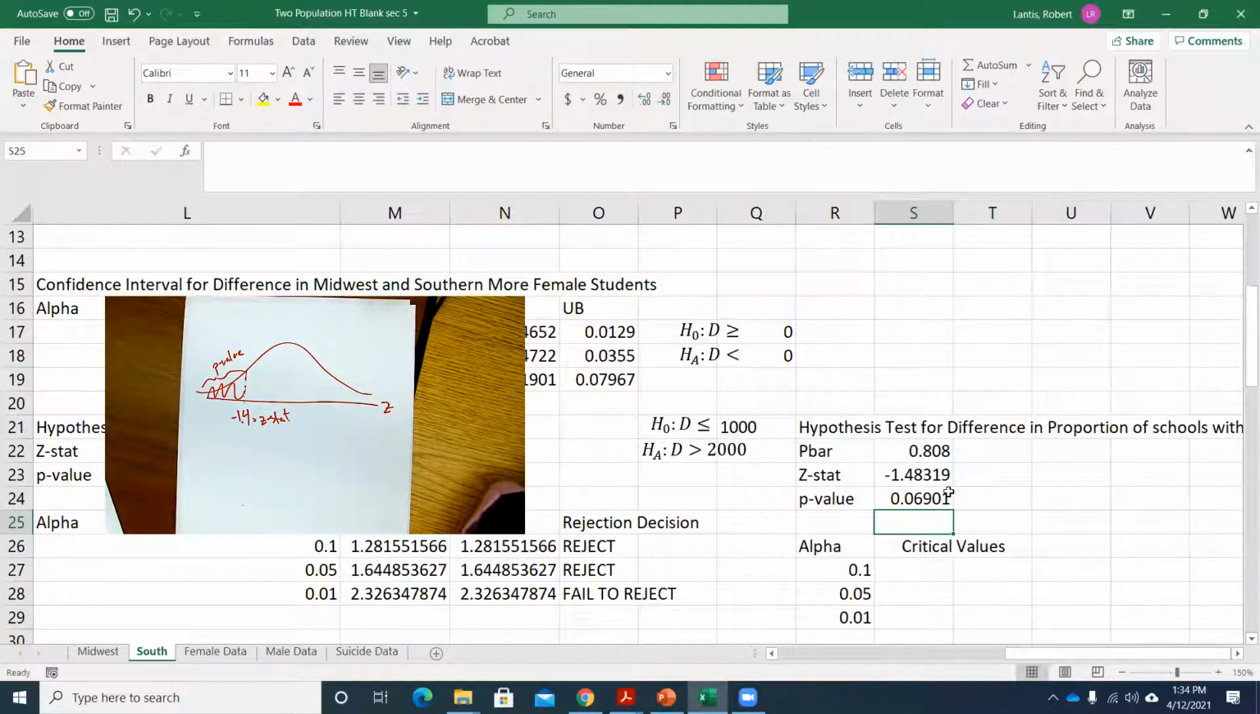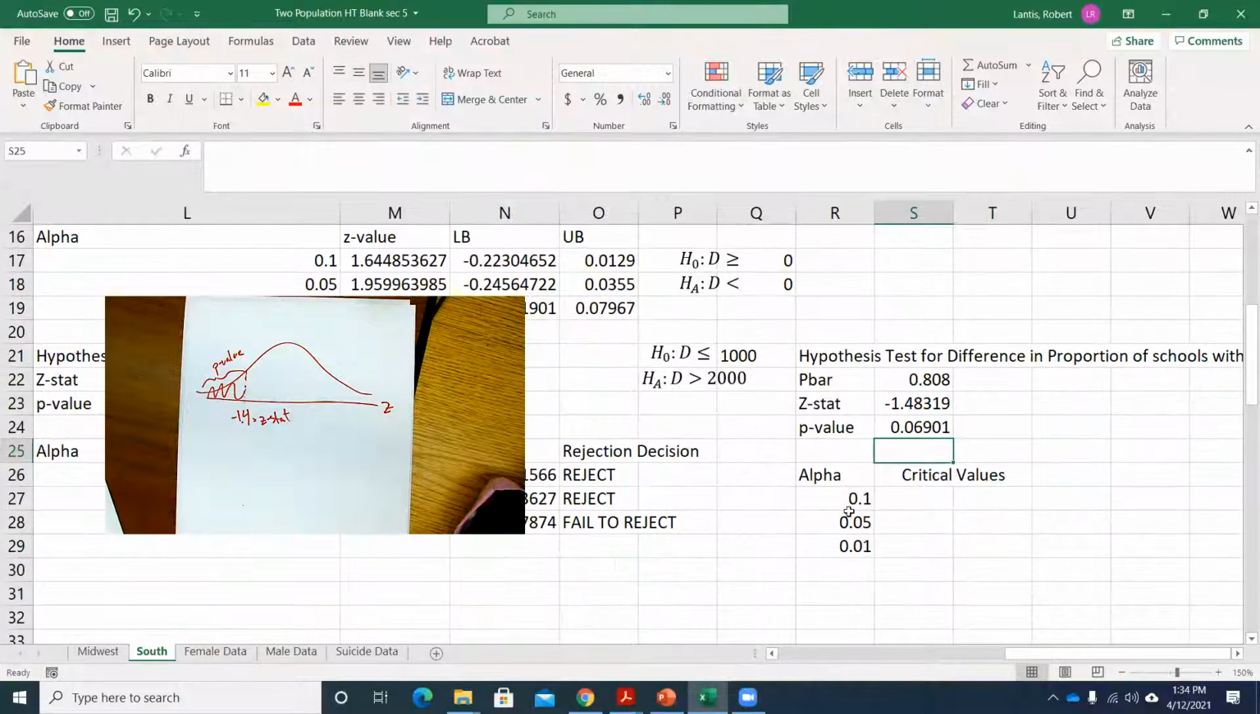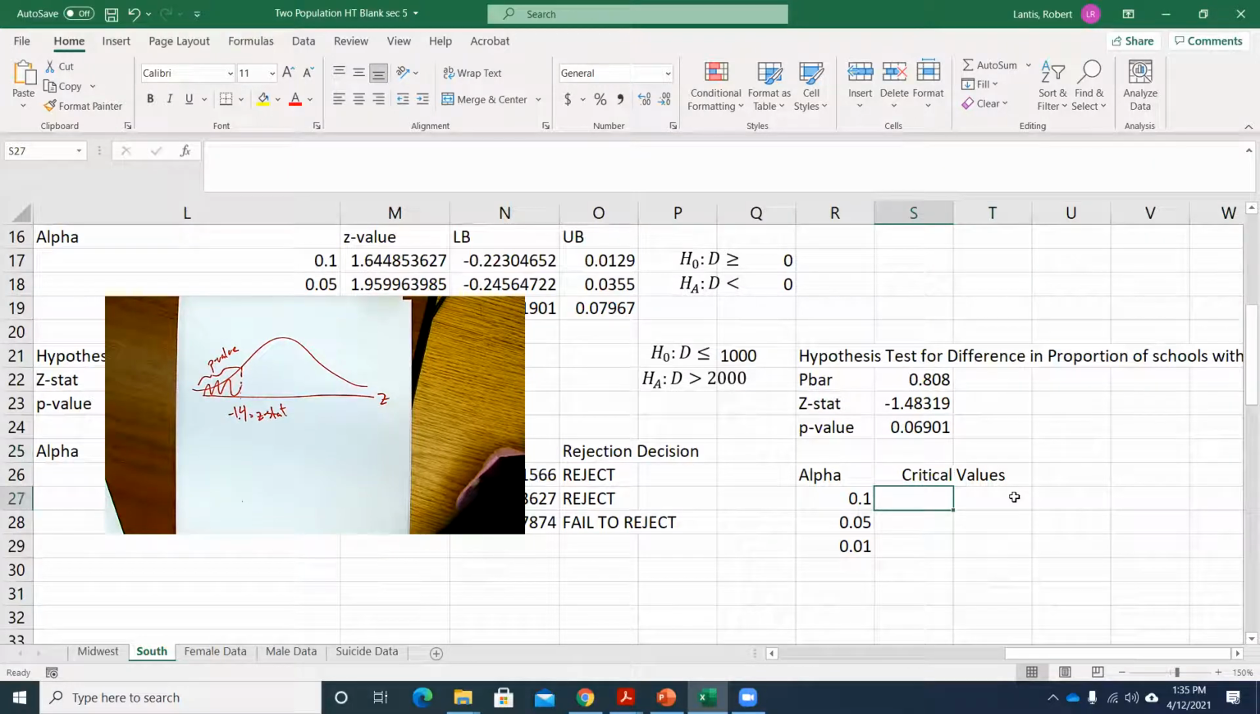So if I look at these 3 different levels of alpha, if I only reject if the p-value is less than alpha, can I reject at the 0.1 level or 10% level? Yeah, my p-value is less than that. Can I reject at the 0.05 or the 5% level? Well, no, my p-value is not less than that. So if it's not less than 0.05, it's not going to be less than 0.01. I'm going to reject, fail to reject, and fail to reject. And that's just from simply looking at that and comparing. Now, I'm going to show you another way of doing this.